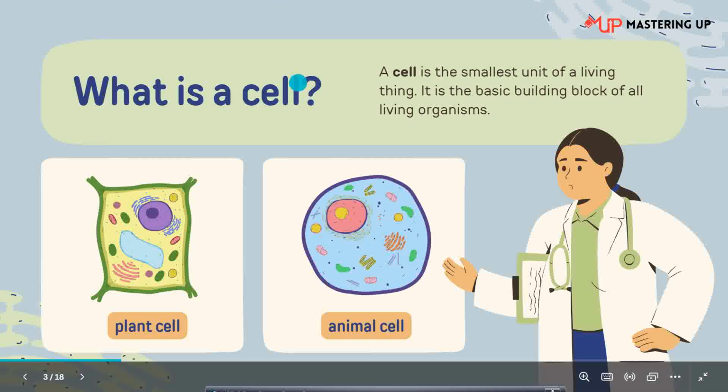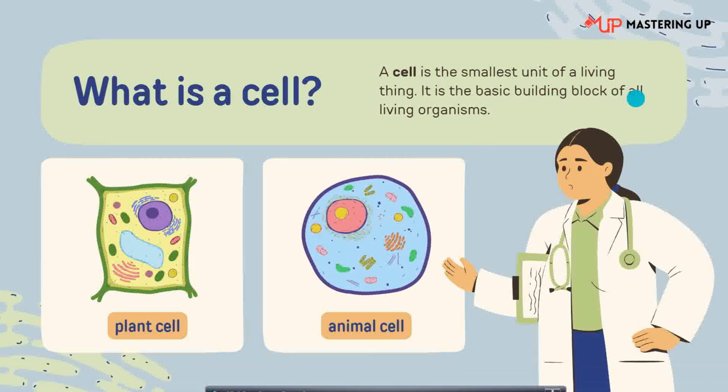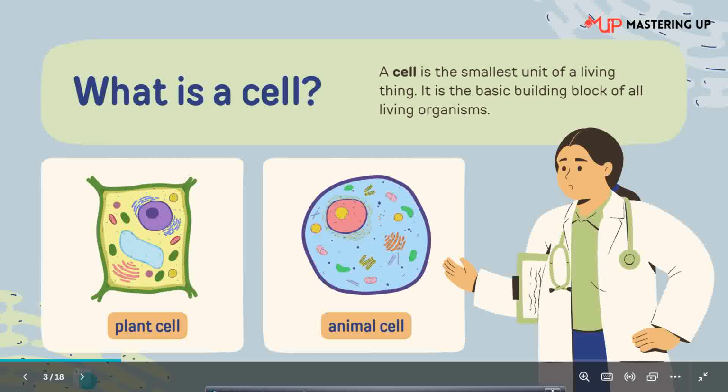Okay, and you know what a cell is. The cell is the smallest unit of living things, and it is the basic building block of all living organisms. So basically all living organisms, me, you, animals, plants, everything is made up of cells.